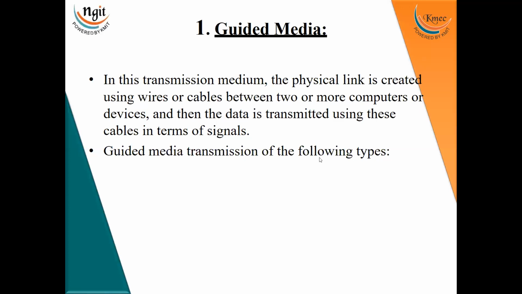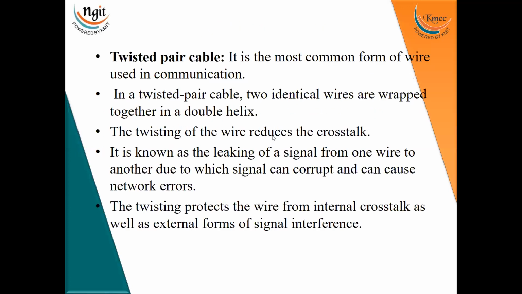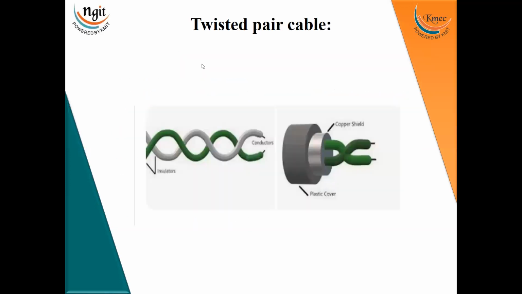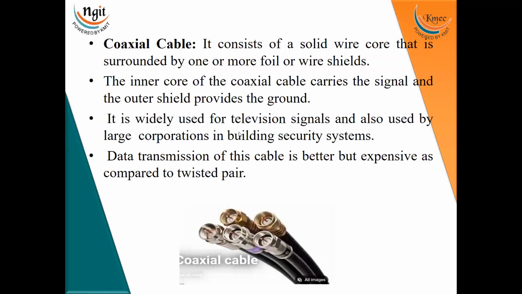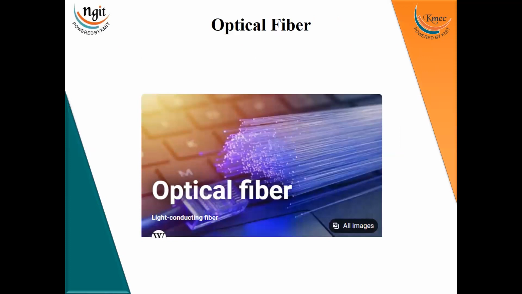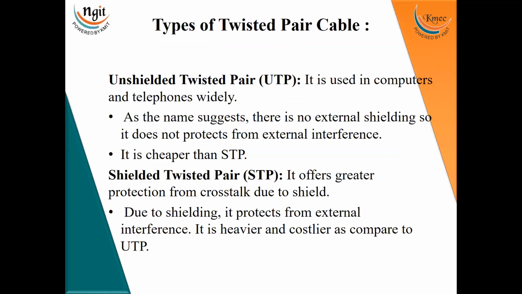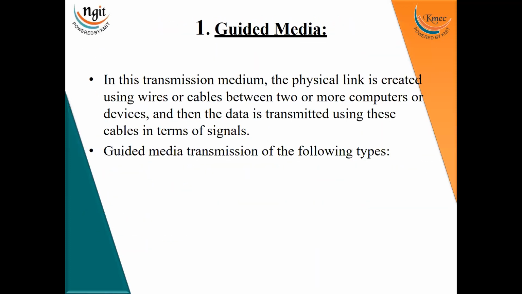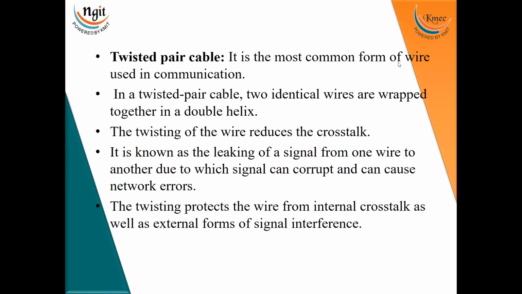This guided media transmission has the following types: twisted pair, coaxial cable, and optical fiber. These all come under guided media. What is this twisted pair? The twisted pair is the most common form of wire used in communication.